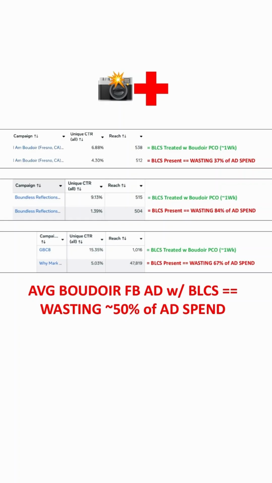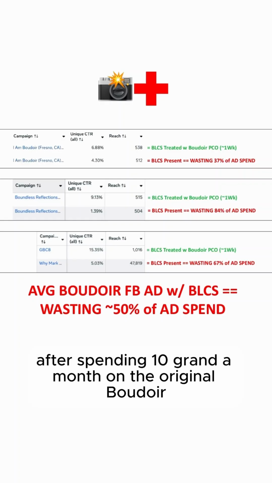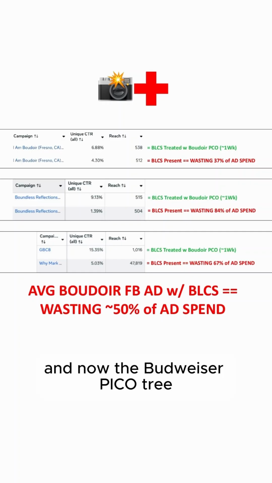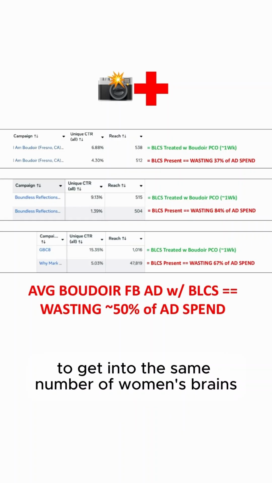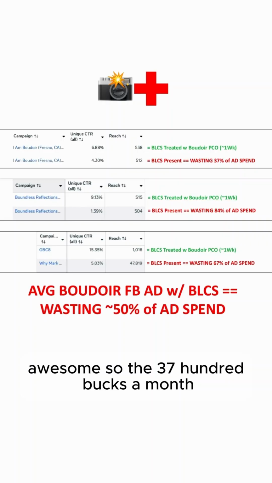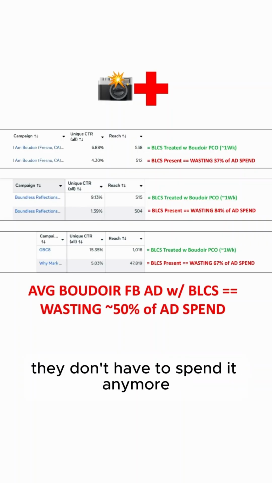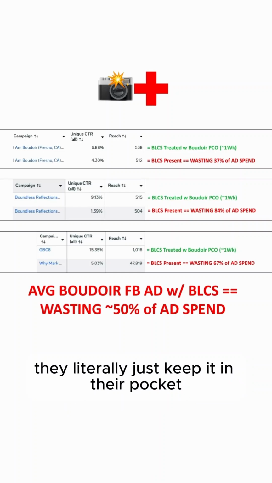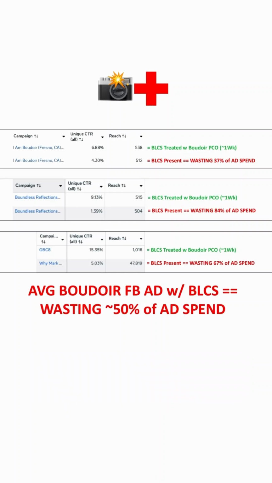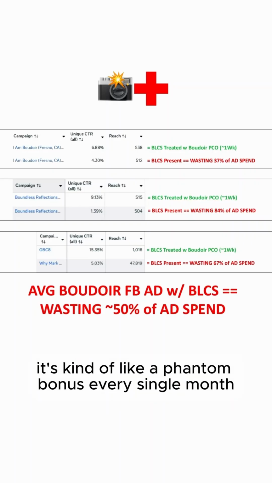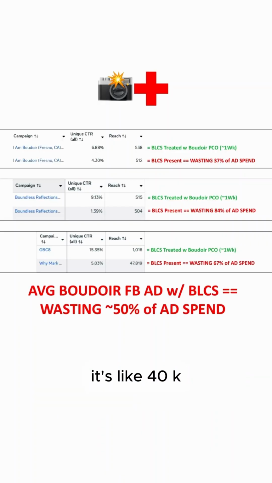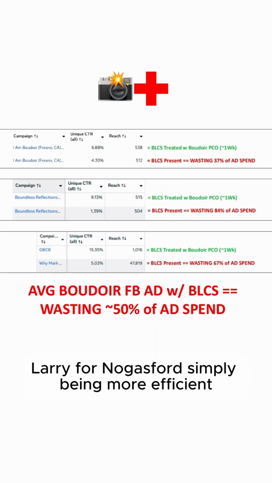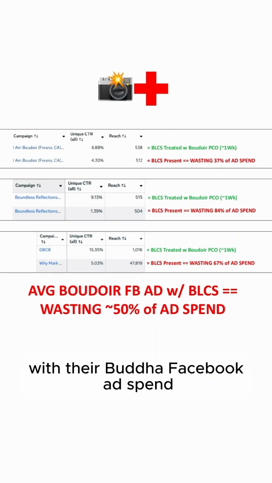So once that's being wasted, we know if they're spending 10 grand a month on the original Boudoir Facebook ad, now with the Boudoir Pico treated ad they only need to spend $6,300 a month to get into the same number of women's brains. Awesome. So the $3,700 a month, they don't have to spend it anymore. They pocket it. They literally just keep it in their pocket. They don't have to pay it to the Zuck. It's kind of like a phantom bonus every single month. $3,700, $3,700, another $3,700. At the end of the year, it's like $40K. Literally for no extra effort, simply by being more efficient with their Boudoir Facebook ad spend.